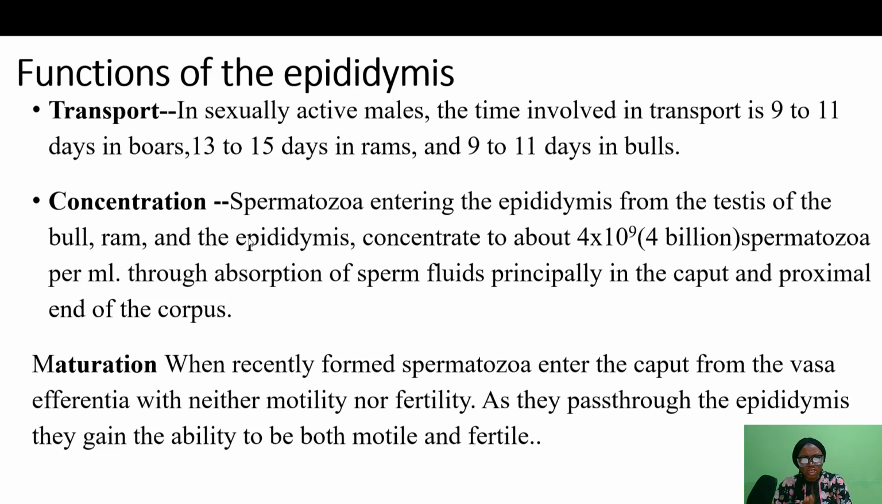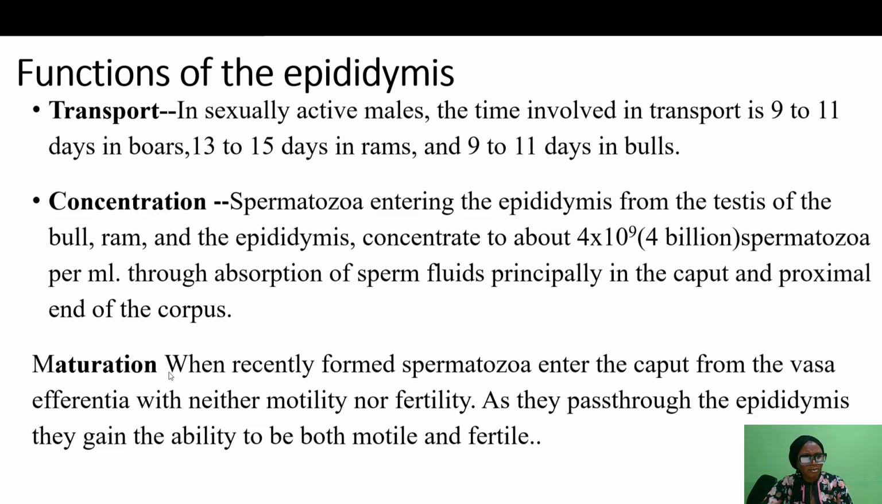So through this concentration ability of the epididymis, a matured ruminant animal, either bull or ram, can have up to 4 billion spermatozoa per ejaculate. If you pick just a drop of semen, it will contain about 4 billion spermatozoa. Wow. Through absorption of the sperm fluid, this is achievable.